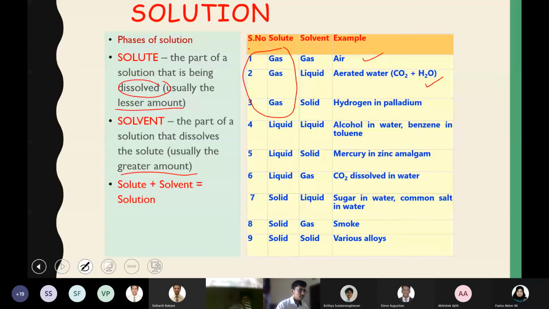The third type of solution is when the solute is a gas and the solvent is in the solid state. We have already discussed an example of this, the catalyst that we used in organic chemistry. How many of you remember this one? Hydrogen and palladium. For what purpose is it used?